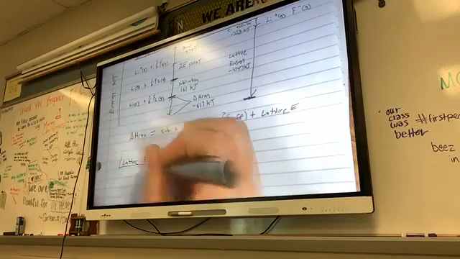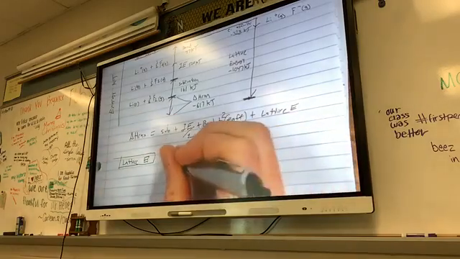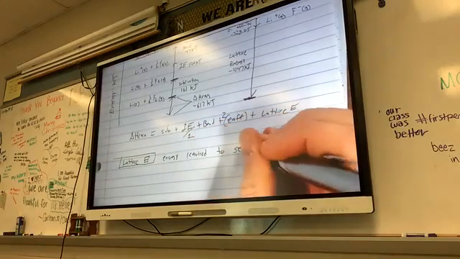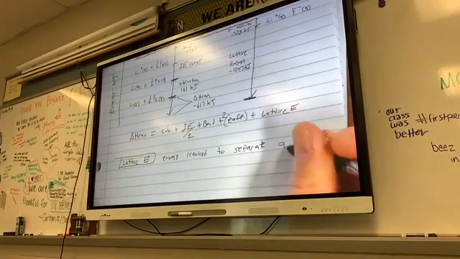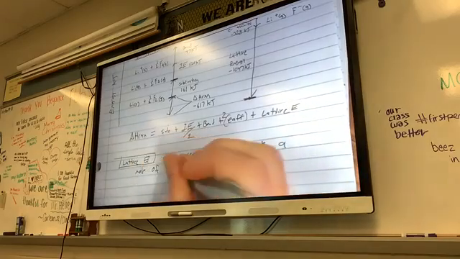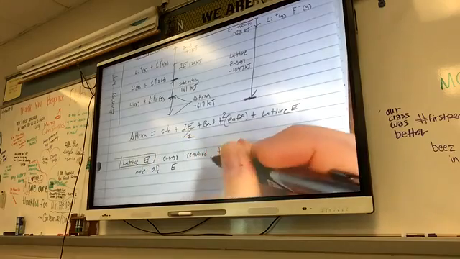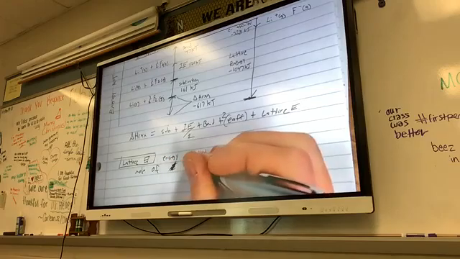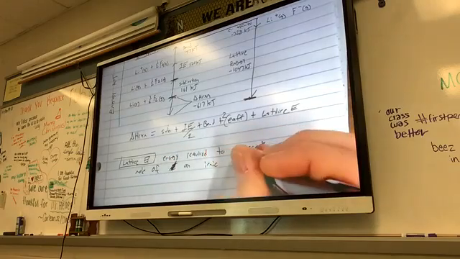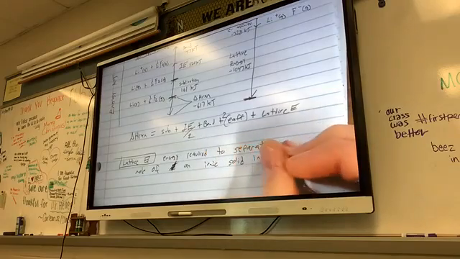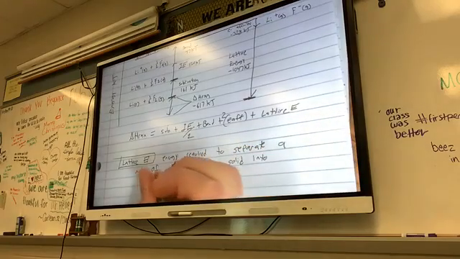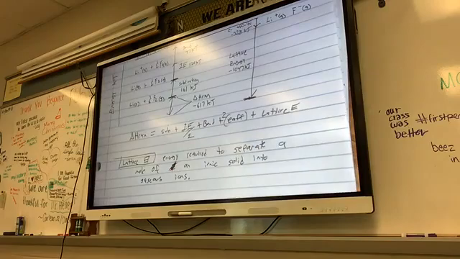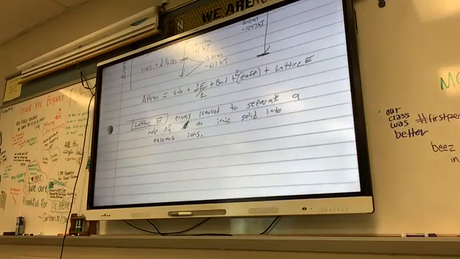Lattice energy, we're not even writing out energy, is the energy required to separate a mole of an ionic solid into gaseous ions. So the energy required to separate a mole of an ionic solid into gaseous ions.